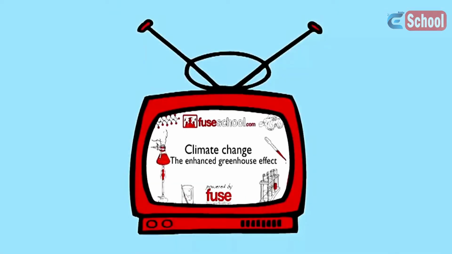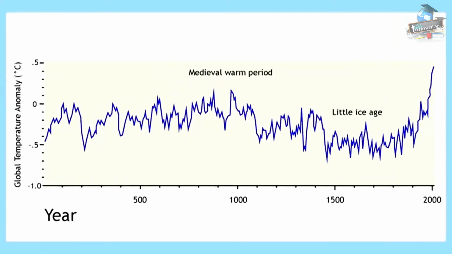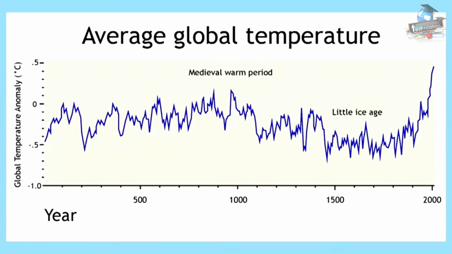In the lesson on climate change, we saw how the release of extra greenhouse gases into the atmosphere causes the planet to warm. In this video, we will look more closely at the effects caused by the supply of thermal energy the Earth gets from the Sun. Here is a simplified graph of the average global temperature.